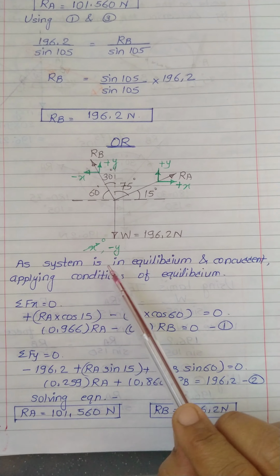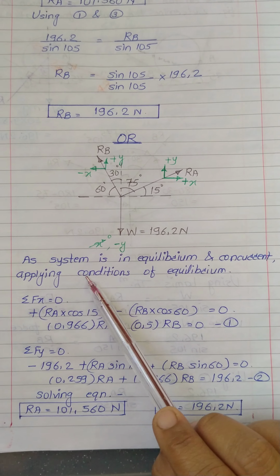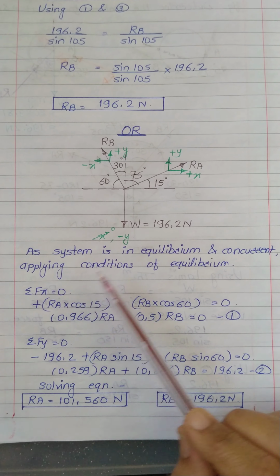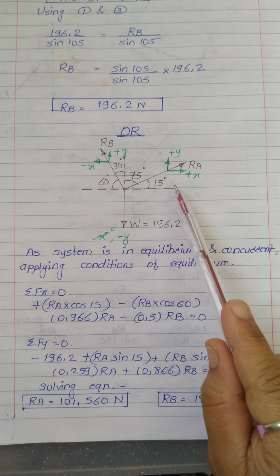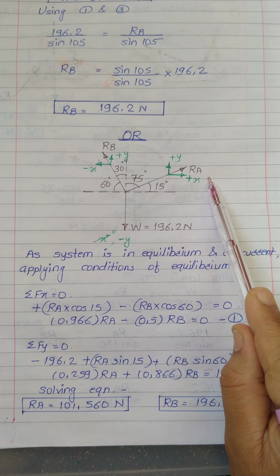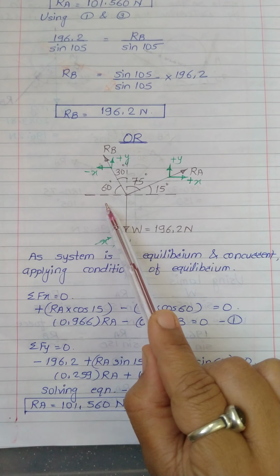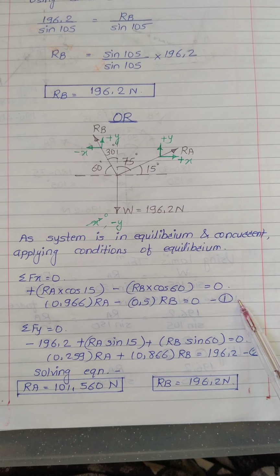Now considering this system in equilibrium, and since forces are concurrent, we apply the conditions of equilibrium. There are two conditions of equilibrium for a concurrent force system. So summation Fx equals 0. So plus RA cos 15 minus RB cos 60 equals 0. From this we will get one equation.